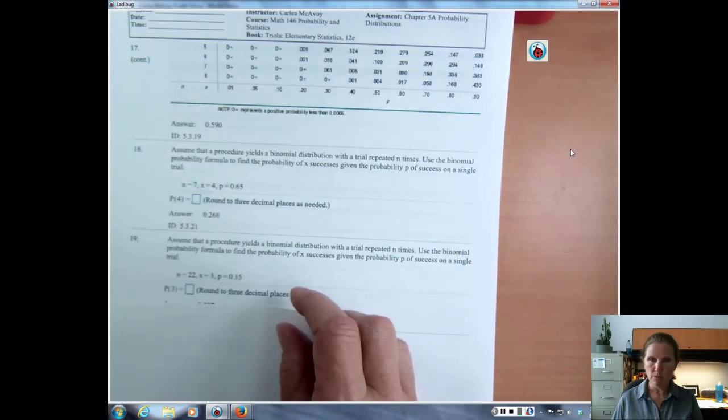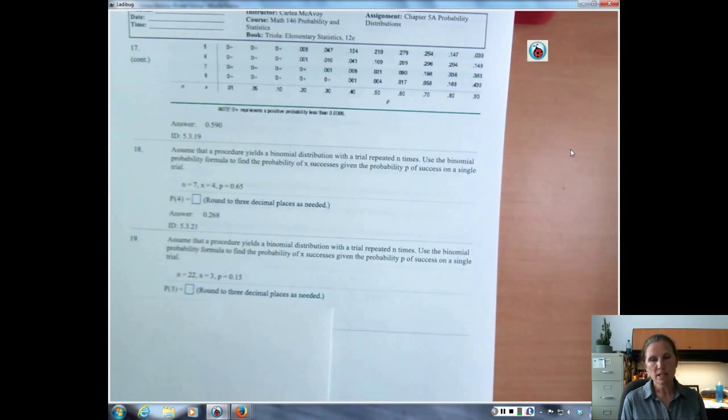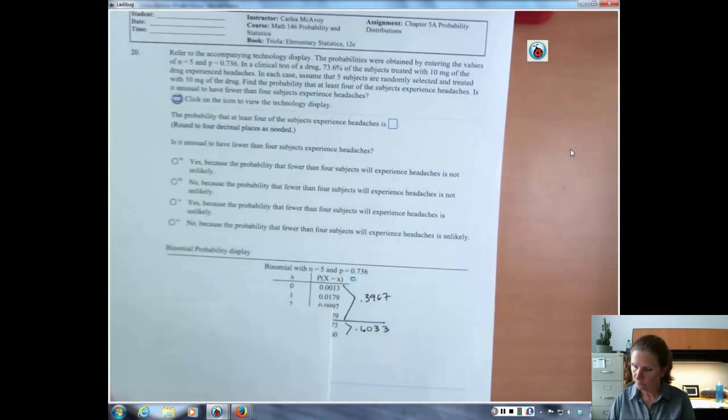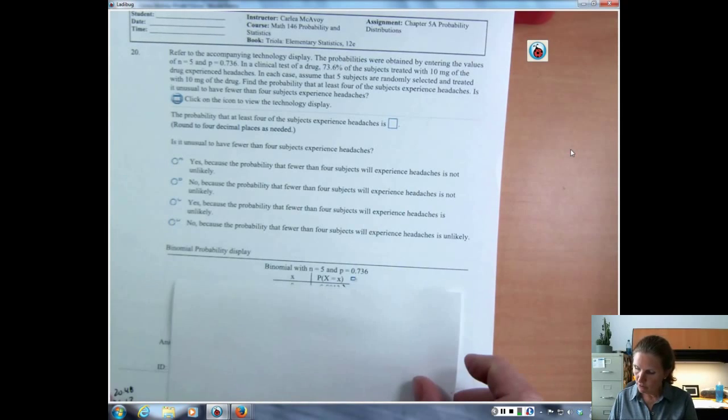And then the same thing again. For number 19, you have n equals 22, x is 3, p is 0.15, and so we can do the same thing over and over again on our calculator, that binomial PDF, which is pretty sweet. Okay, so let's see.